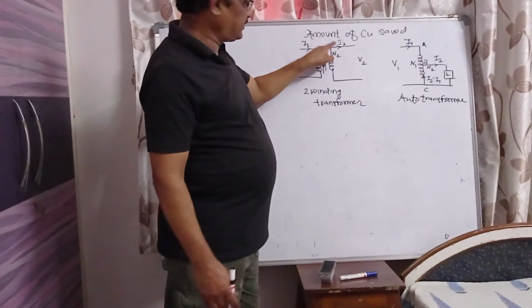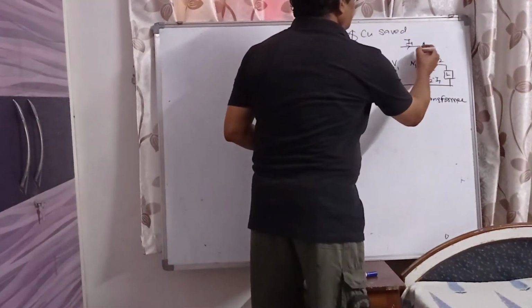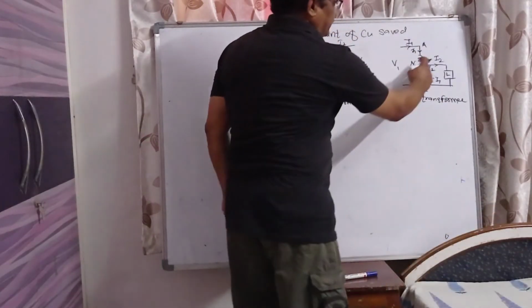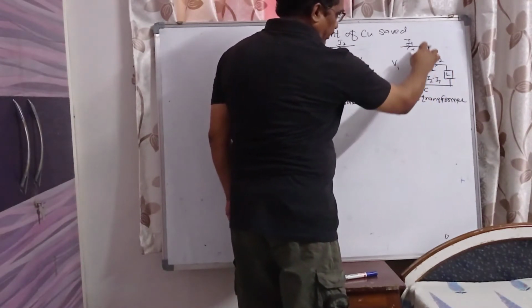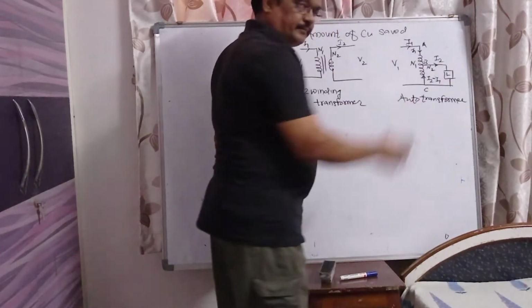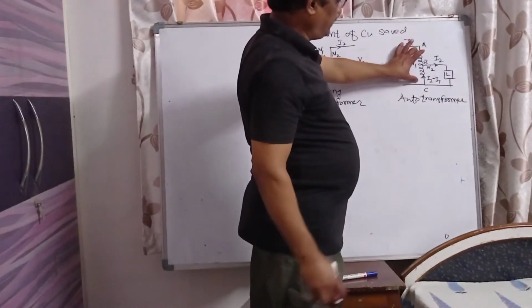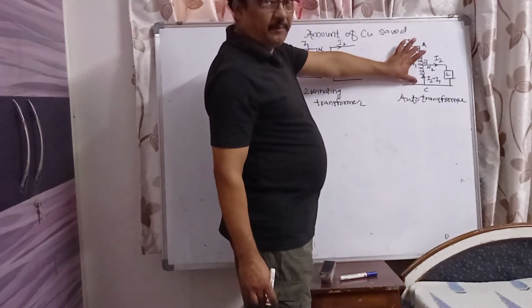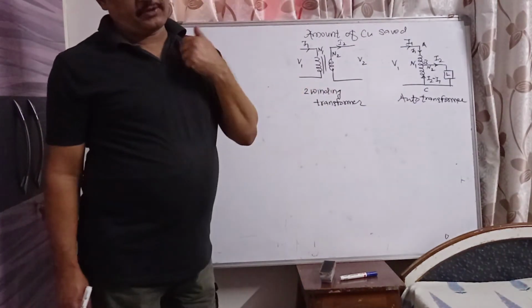This is primary current I1, this is secondary current I2. So current in this portion will be I1 from upper side, I2 from lower side, I2 minus I1. So A to C is primary winding and B to C is secondary winding. So the amount of copper saved we have to define.